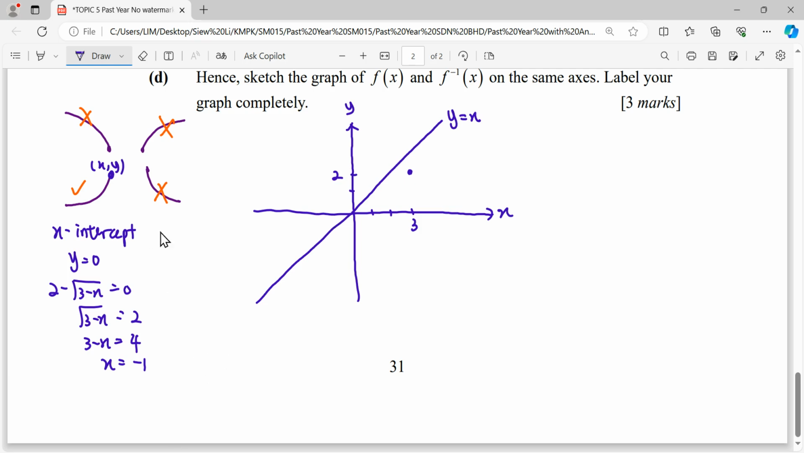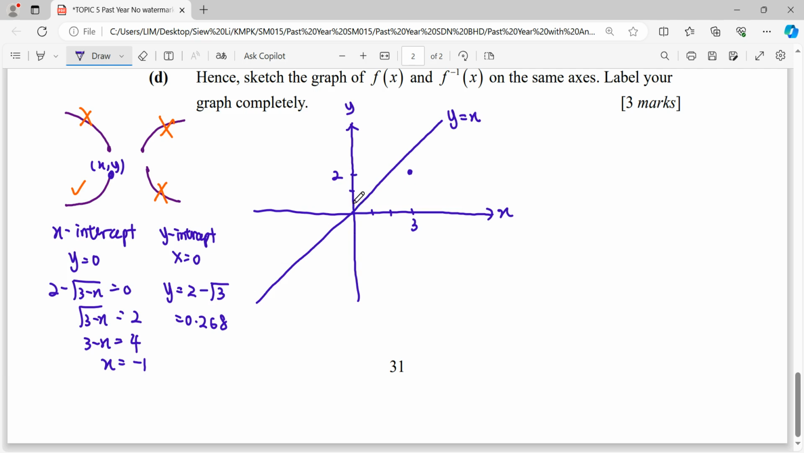Then how about the y-intercept? Y-intercept, when x equals 0, we find out what your y is. 2 minus root 3. When we press the calculator, 2 minus root 3 gives us a positive decimal, which is 0.268. So make it 3 significant figures. Which means it will intersect here. It will not intersect underneath here. They will intersect above the x-axis.